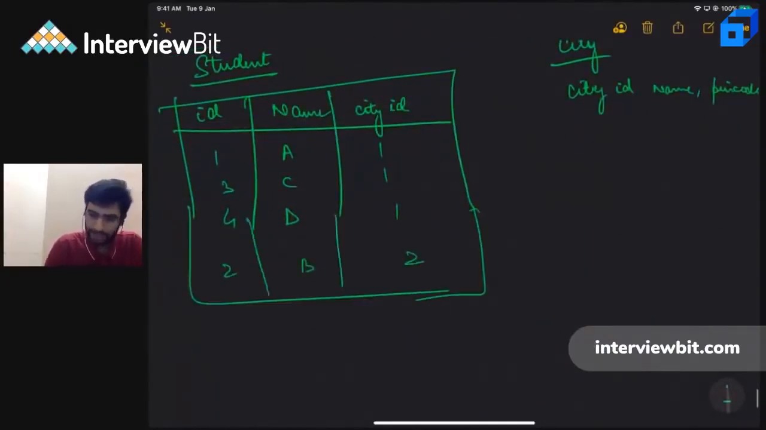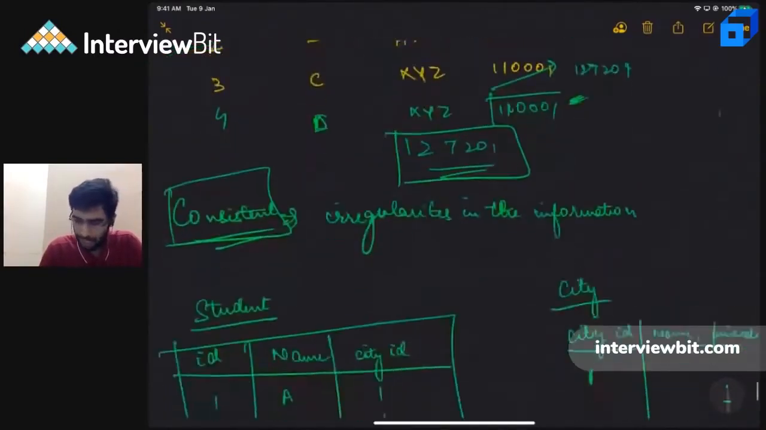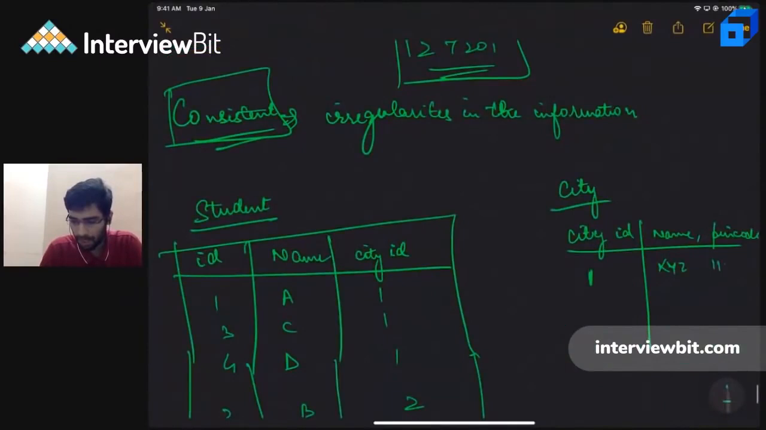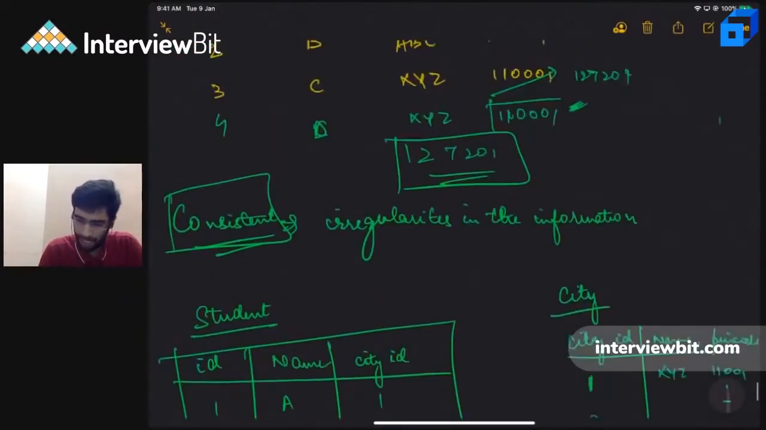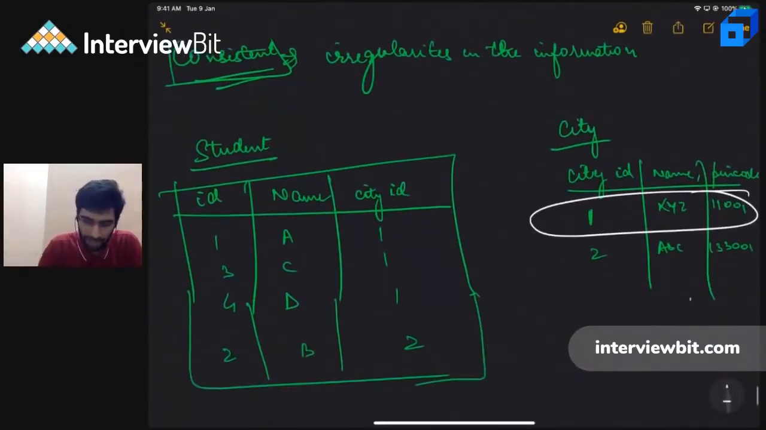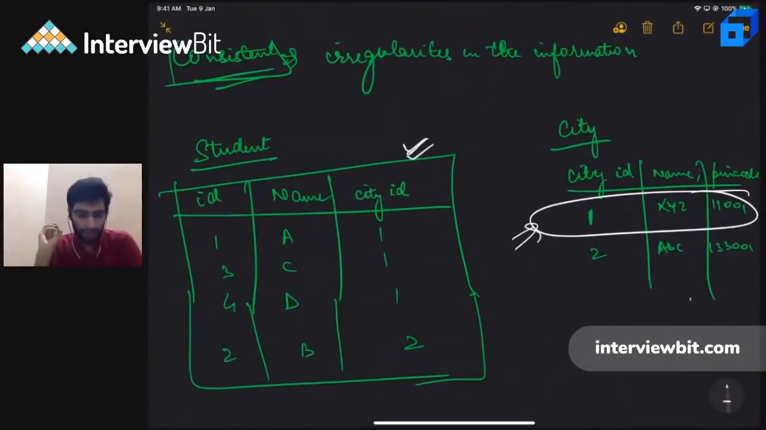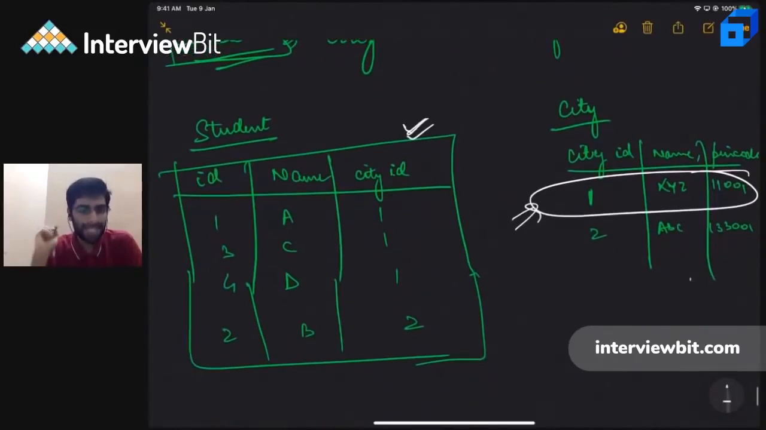So we can say that city ID 1 has the name XYZ and a pin code of 110001. City ID 2 has the name ABC and 133001. So now if the government decides to make the change, you only need to make one change, that is here, and the student table will automatically conform to the new changes made here, right? So this is the advantage that you get by making your database designs very good. These are known as normalized databases.